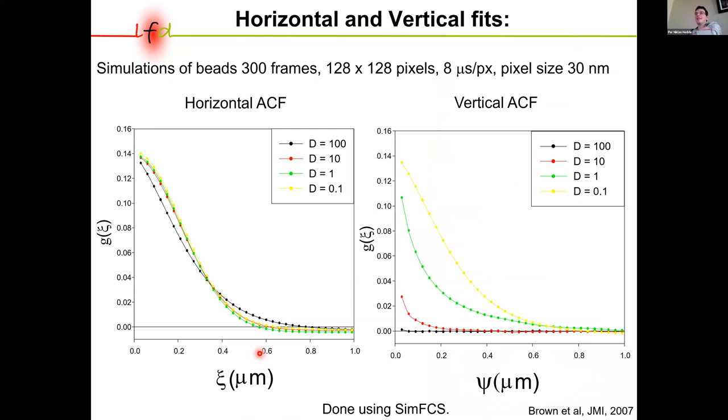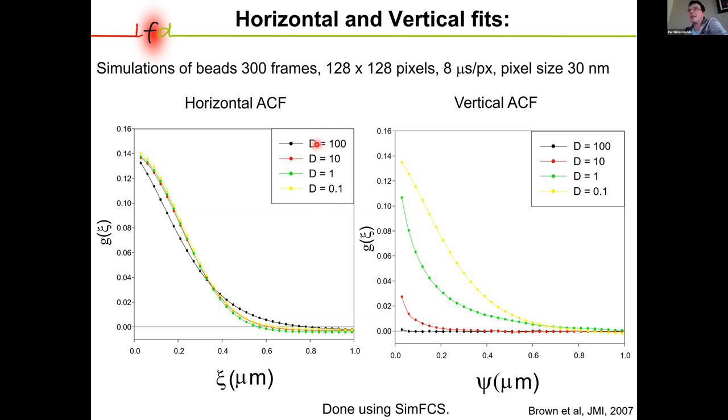Okay, here's the similar thing illustrated for the pixel delay and line delay separately in two separate graphs. Again, this is a simulation of fluorescent particles simulated to move in an image of 128 by 128 pixels. We simulate scanning with a time of 8 microseconds per pixel, and the pixel size was set to 30 nanometer. The different colors represent the analysis of simulating different diffusion coefficients.